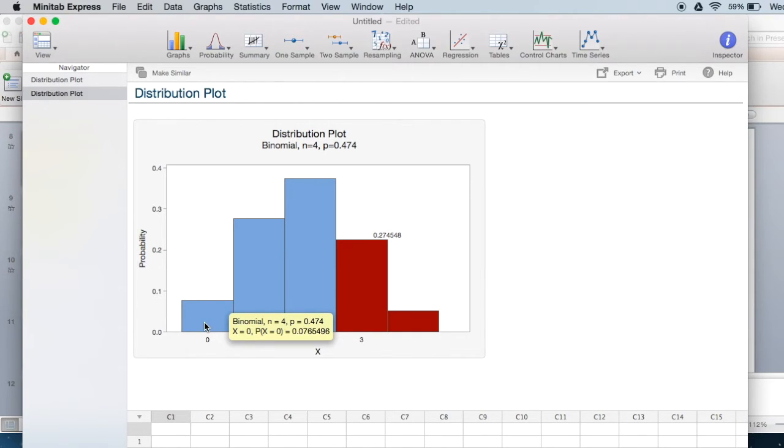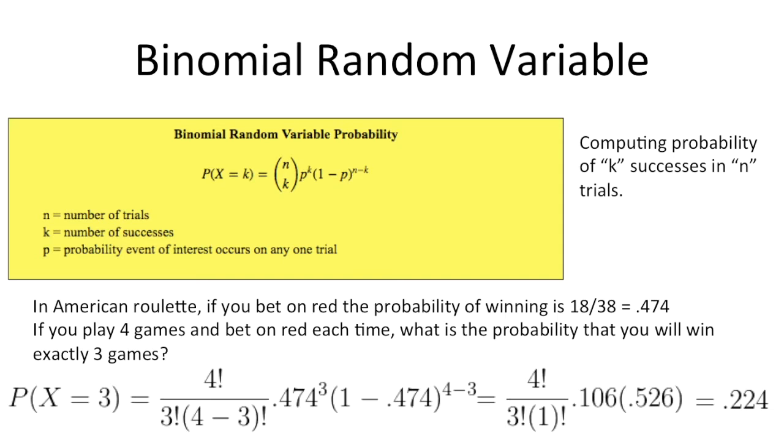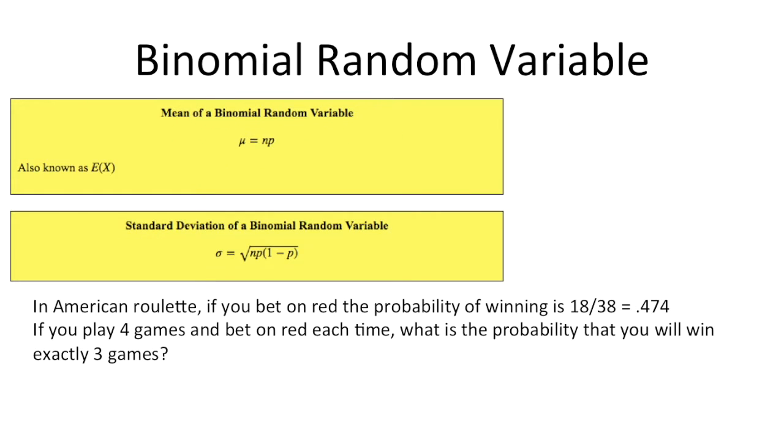It includes instructions and videos using both the Mac version, which you see me using here, and the PC version. Next, let's move on to computing the mean and standard deviation for a binomial random variable. These are the formulas that you're going to see in your notes. Unfortunately, this is not something that Minitab Express will compute for you.